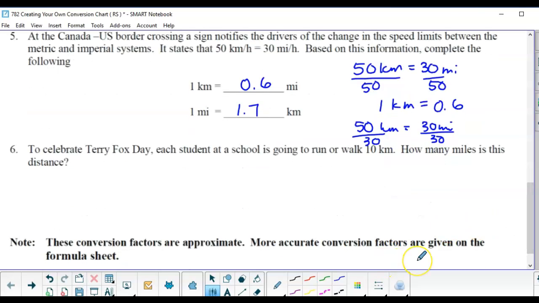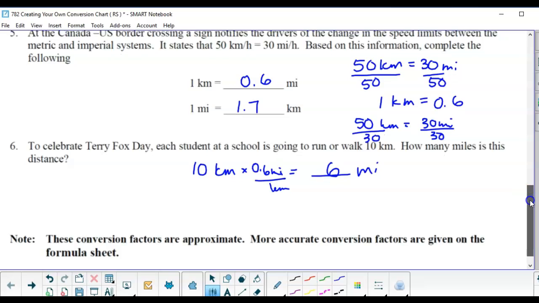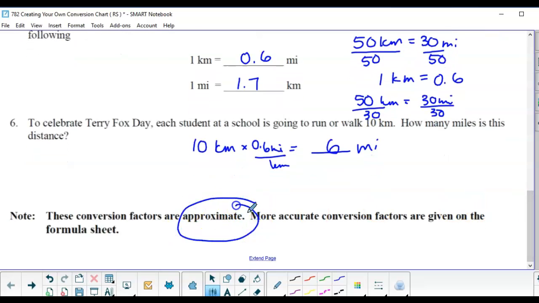All right. Terry Fox Day. Each student has to go on a 10K run or walk. How many miles is this distance? We'll use our last calculation. So 10 kilometers equals something miles. For 1 kilometer, we're going to multiply by 0.6 miles per kilometer. So that's going to be 6 miles. Note that these conversion factors are approximate. More accurate ones are given on your formula sheet.